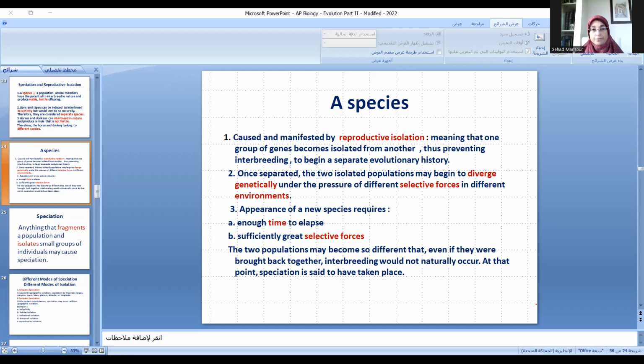And then we have a famous example that is the relationship between the monarch butterfly and the milkweed plant. The milkweed plant is a plant that contains poisons. So the milkweed plant is a poisonous plant.